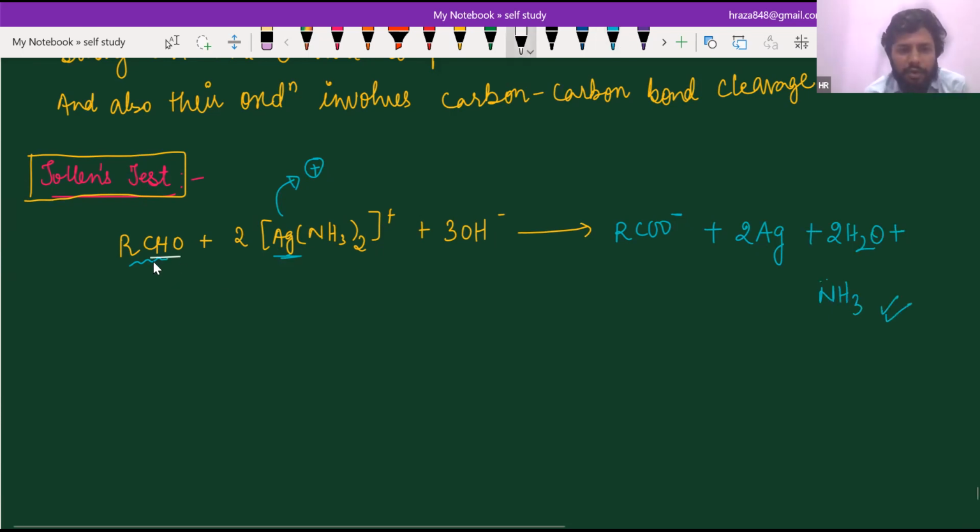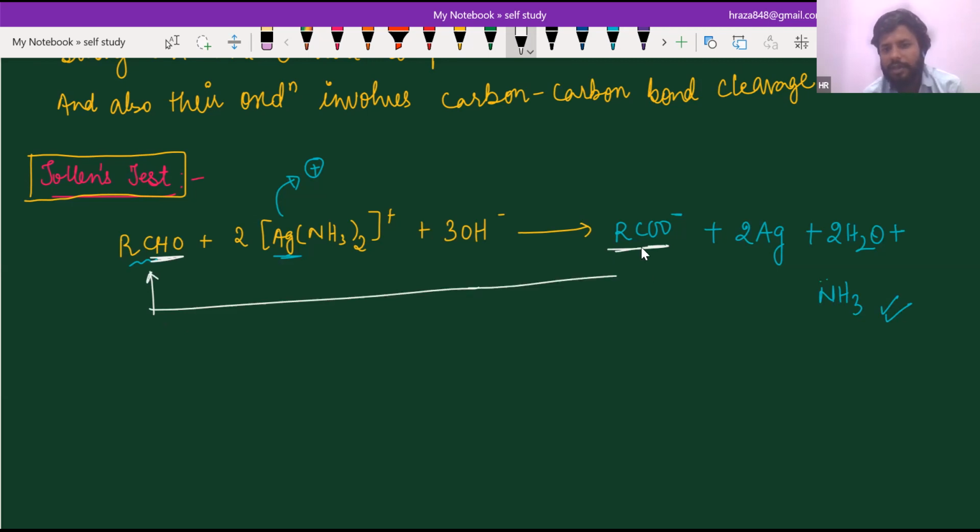So you can easily identify that. You can see this CHO, the aldehyde, converted into a carboxylate ion. That means oxidation took place here. And you can also see that Ag+ goes into zero, that means it reduces itself. Since Tollens reagent is a mild oxidizing agent, it will reduce itself, and the substance in front of it will be oxidized.